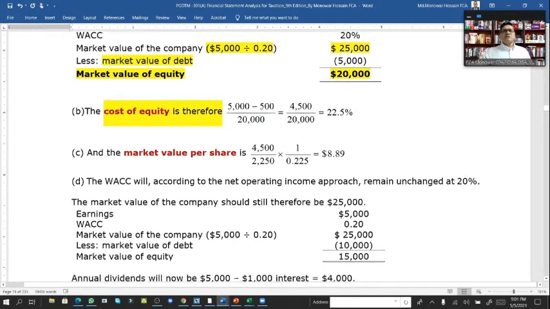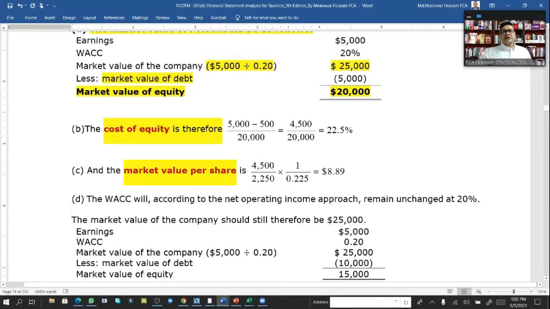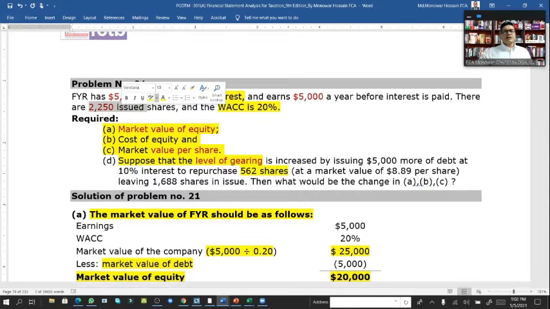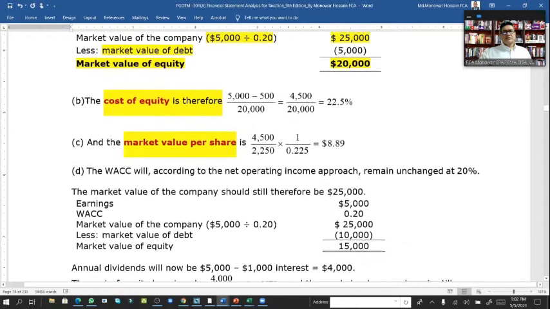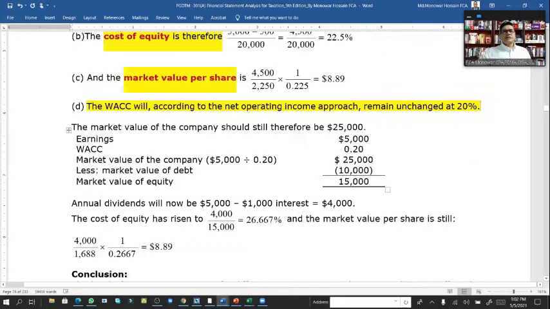Now market value per share. What would be the market value per share? Earnings are only 4,500 after paying the interest on debt. The number of shares, as mentioned in the question, is 2,250. So if we divide that and multiply by 1 divided by 22.5%, the market value per share is 8.89. The weighted average cost of capital according to the net operating income approach remains unchanged at 20%, as per the question.